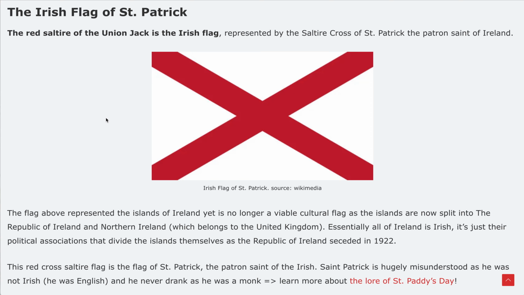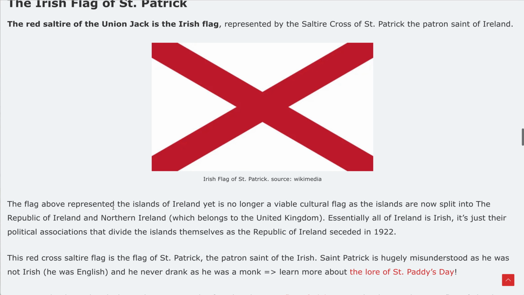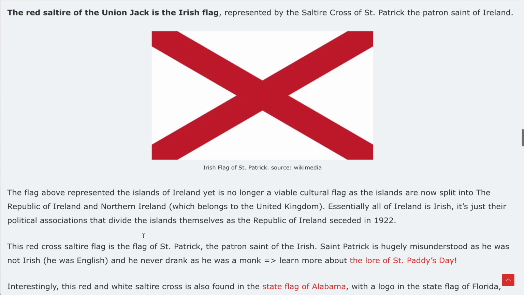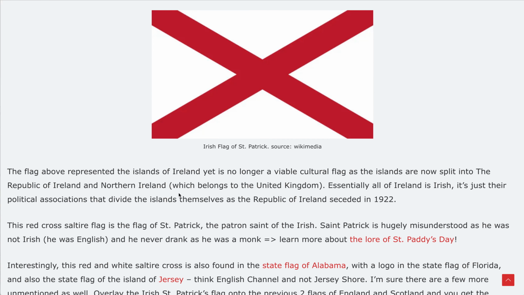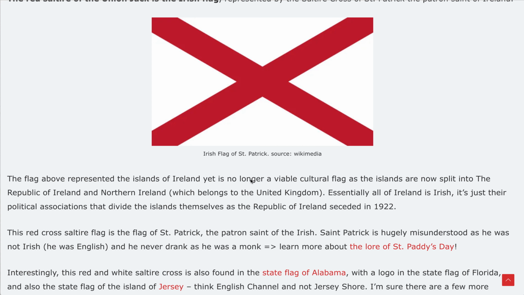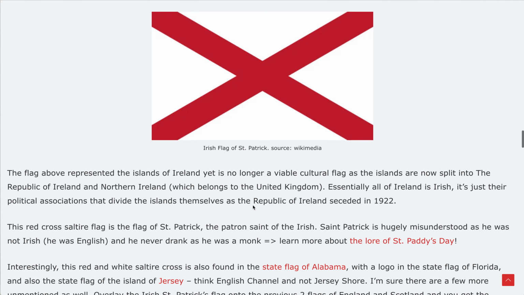So this red saltire of the Union Jack is the Irish flag, represented by the saltire cross of St. Patrick. And the flag above represented the islands of Ireland. Yet we know that there are Ireland and Northern Ireland now, the Republic of Ireland and Northern Ireland. Northern Ireland belongs to the United Kingdom now. Okay, and essentially all of Ireland is Irish. It's just their political associations that divide the islands themselves, as the Republic of Ireland seceded in 1922 and Northern Ireland stayed with the British.